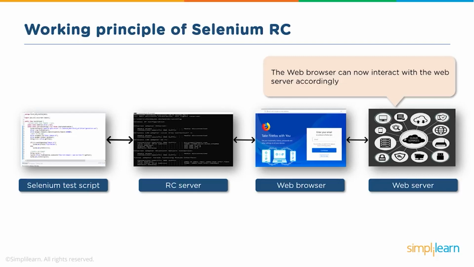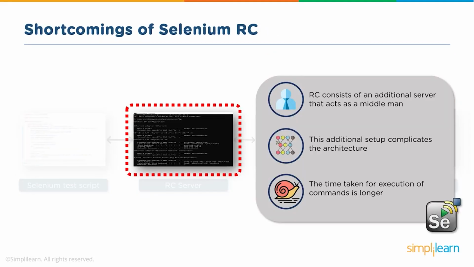Alright, so now everything is fine. Great, we are able to run the scripts. We are able to launch the browser. We are able to execute all the commands. So what was the problem here? Why was RC still not good enough? The reason RC was still not good enough was, one, the architecture of RC is very complicated because of that intermediate RC server to communicate with the browser. So there is no direct interaction with the browser. This RC server needs to be installed before running any test scripts.